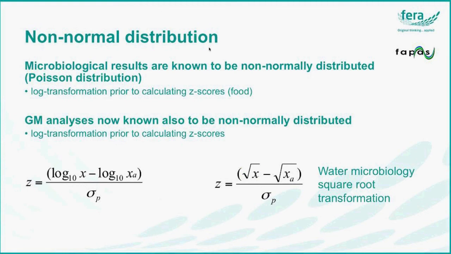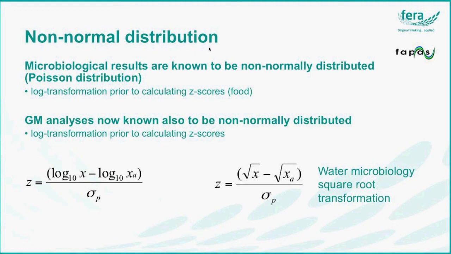We assume that distributions are normal. However, there is evidence of non-normal distributions. Microbiological results have long been known to be not normally distributed. They're often described as a Poisson distribution. So we can modify our statistical approach to compensate.